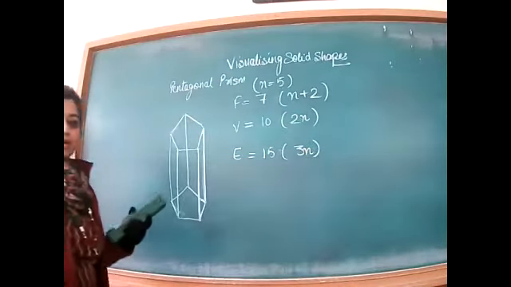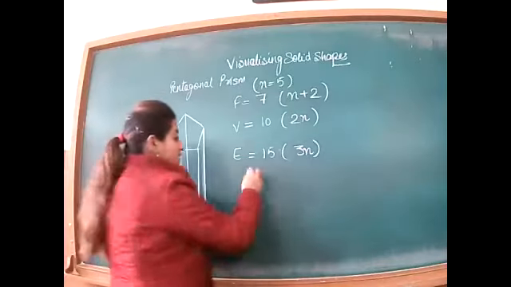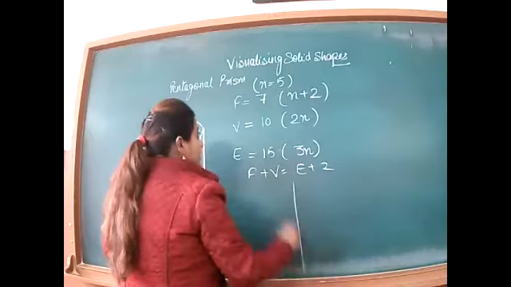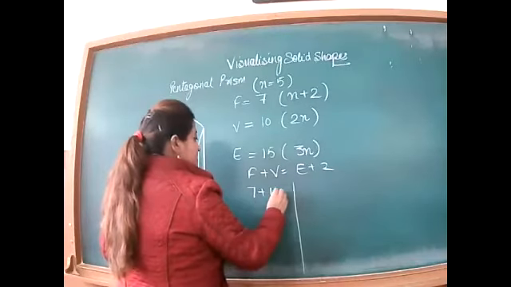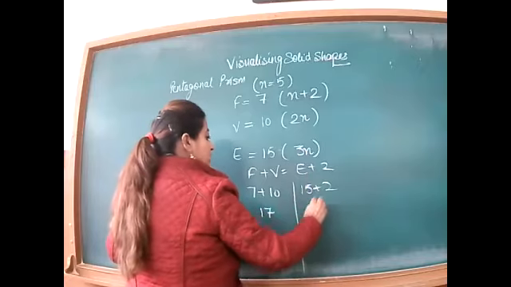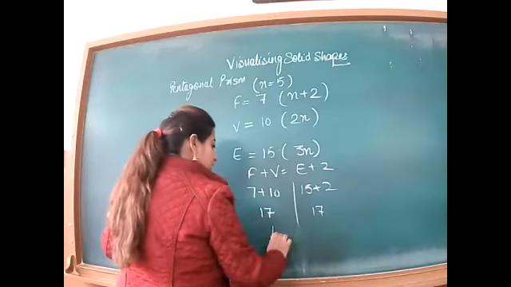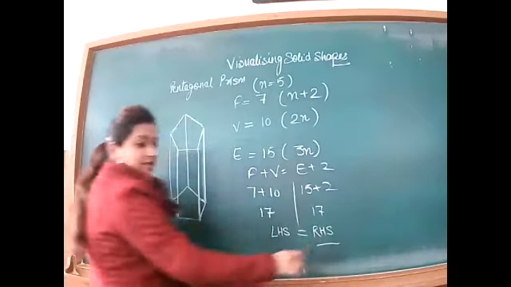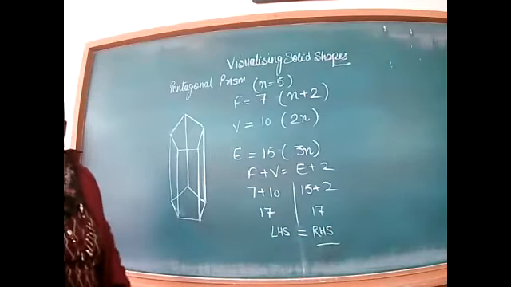Okay. Now you can verify Euler's formula. F plus V is equal to E plus 2. F is 7, V is 10, that is 17. E is 15 plus 2, that is 17. So left hand side is equal to right hand side. Is it okay?